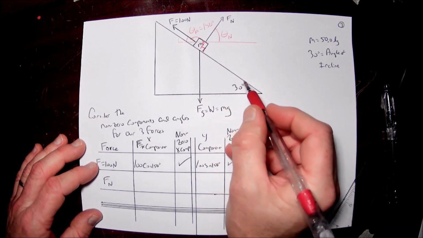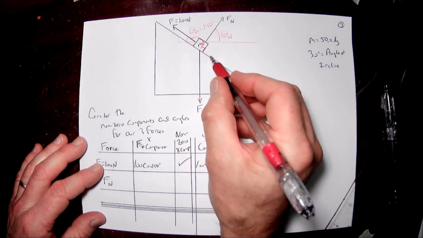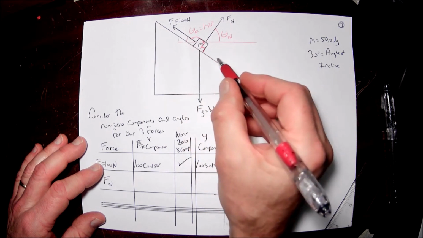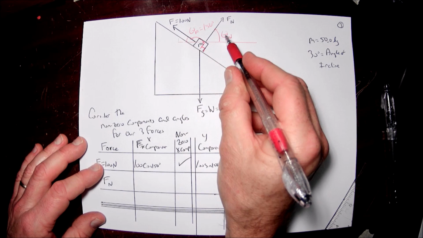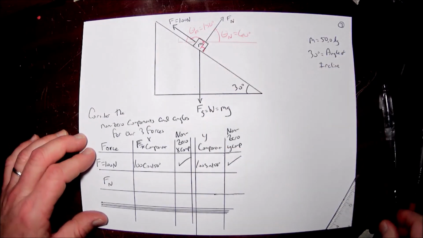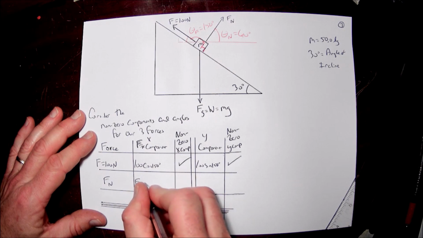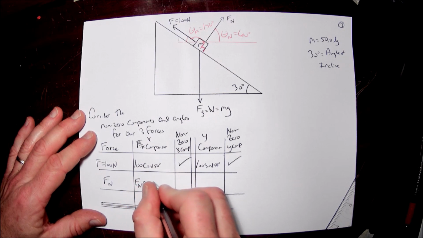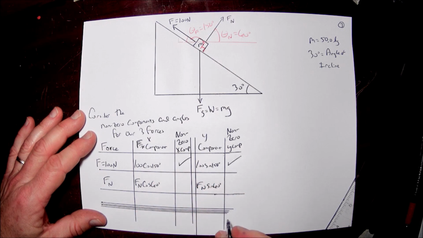What is theta n? Well, if this angle is 30, I wish I'd drawn the m as a little bitty point to be more obvious, but this angle right here is 30. So 30 plus theta n are complementary angles, they add up to 90. So this angle here is going to be 60 degrees. Ta-da. I don't know what Fn is yet, but I do know I have Fn cosine 60 and Fn sine 60, and they're definitely non-zero.